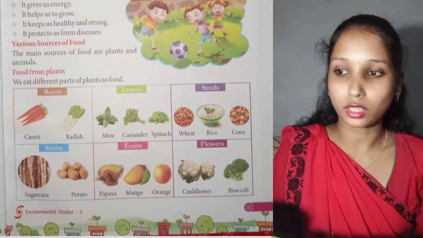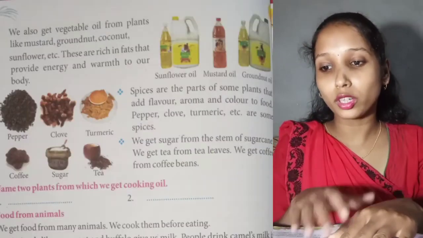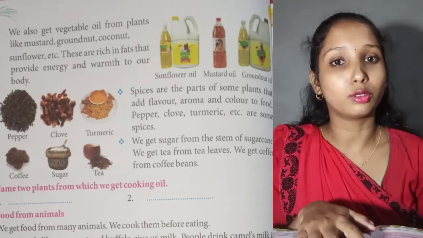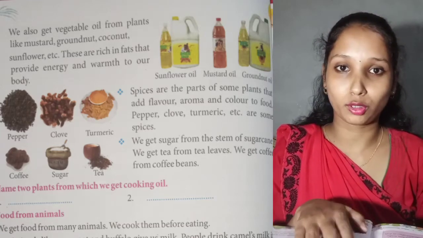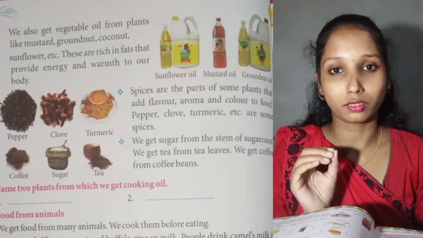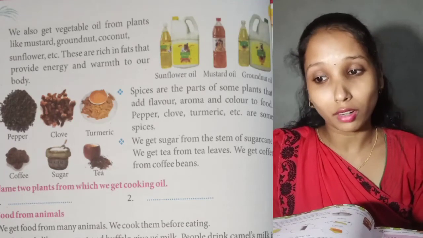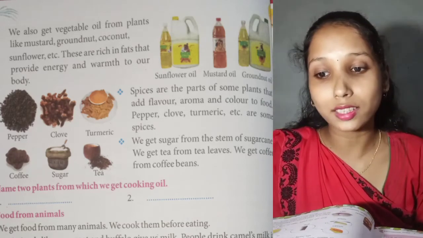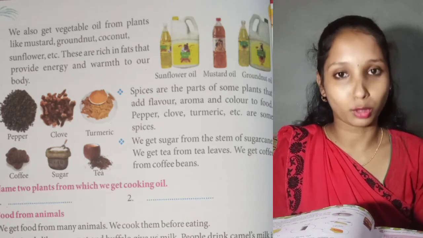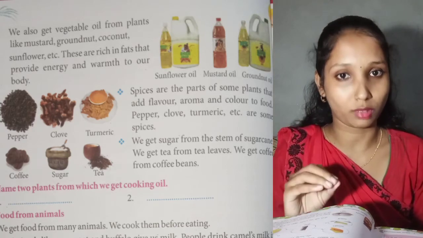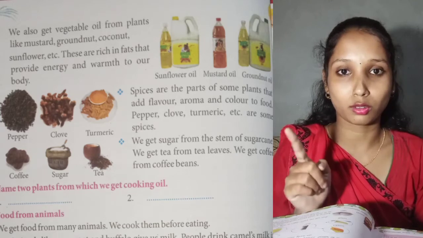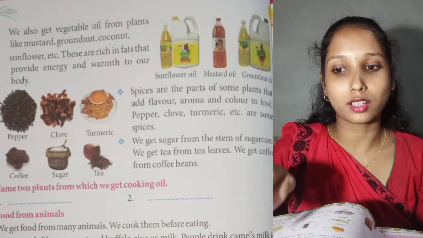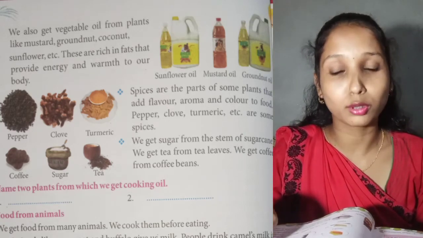Then come to page number 26. Here we also get vegetable oil from plants like mustard, groundnut, coconut. Oil we get from plants, or from animals too. Sunflower, we get oil from sunflower also. These are rich in fats and provide energy and warmth to our body. So fats help us to warm our body. Okay, remember the function of fats. It provides us energy also. So you underline this line: these are rich in fats and provide energy and warmth to our body.